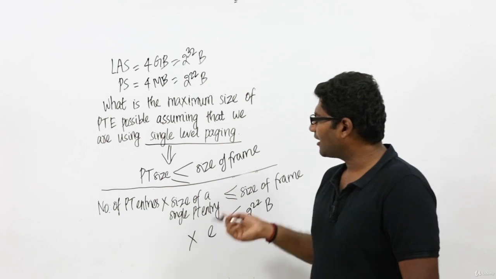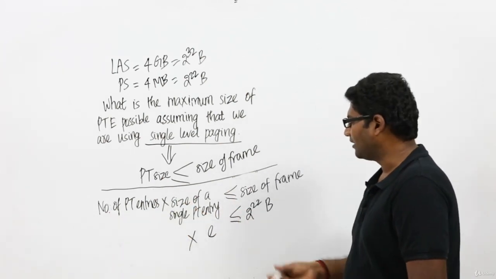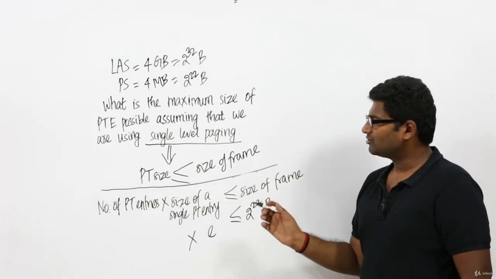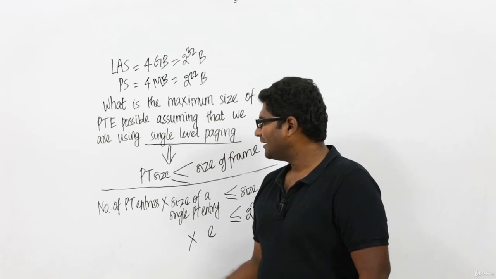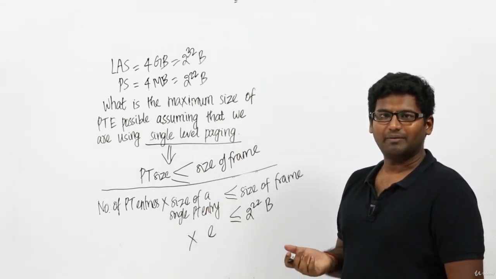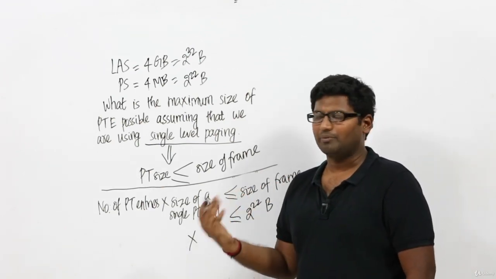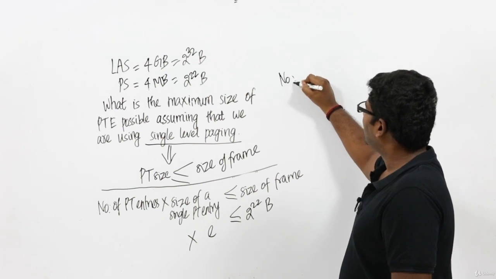Now, in case I can compute the number of page table entries, then I can calculate the value of E easily, right? So that is what I should be doing. Using the given data, I should compute the number of page table entries. Number of page table entries is equal to number of pages, because for every page, we maintain a page table entry. Now, can we calculate the number of pages?